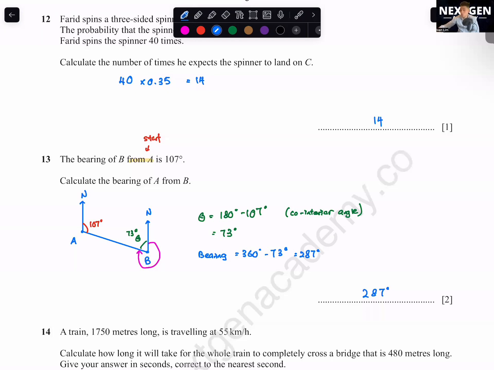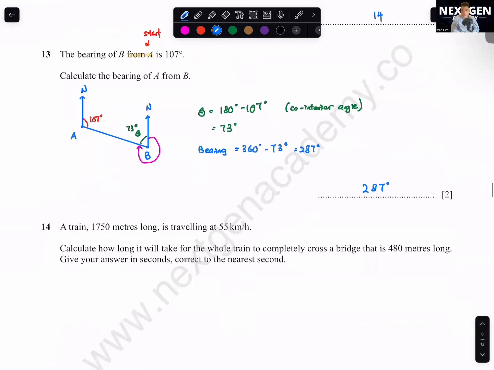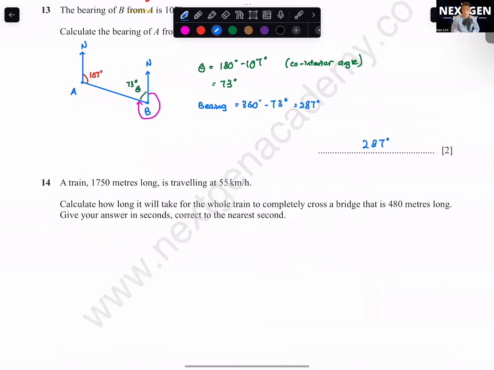Okay, let's go to question 14. A train 1,750 meters long is traveling at 55 kilometers per hour. Calculate how long it will take for the whole train to completely cross a bridge that is 480 meters long. Give your answer in seconds, correct to the nearest second.